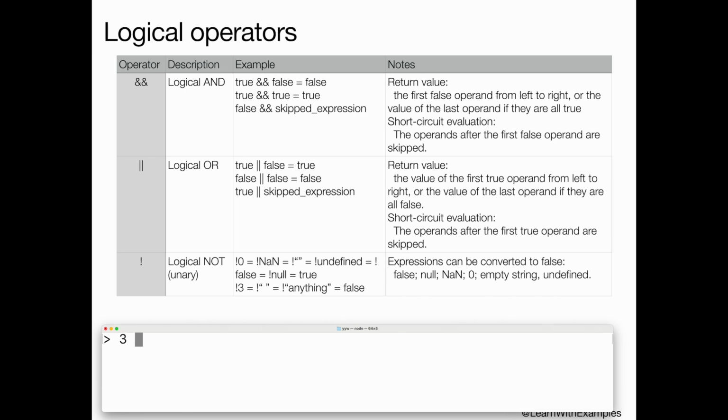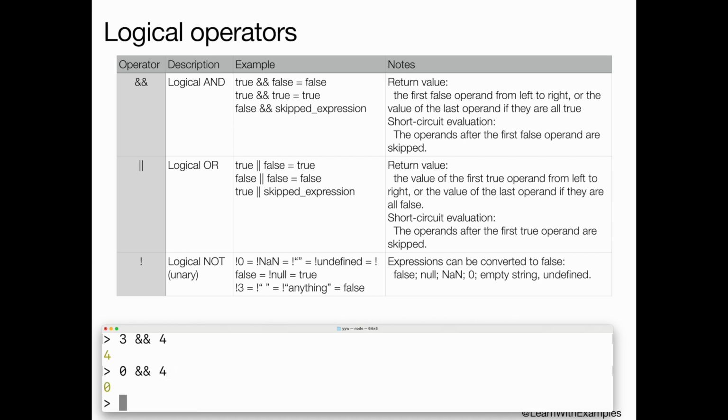Okay, let's move on to logical operators. Logical AND. The logical AND operator is true if and only if all the operands are true, otherwise it will be false. The logical AND operator returns the value of the first false operand from left to right, or the value of the last operand if they are all true. Examples of expressions that can be converted to false are false, null, NaN, 0, empty string, undefined. For example, 3 and 4 equals 4, 0 and 4 equals 0. When you convert the returned value to Boolean, you will get true for the first example, and false for the second one.